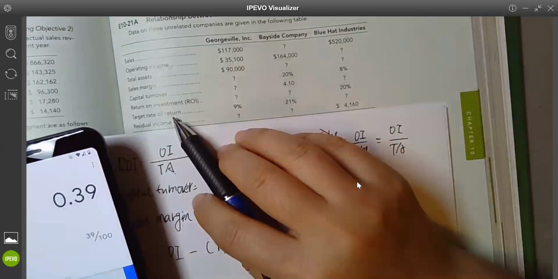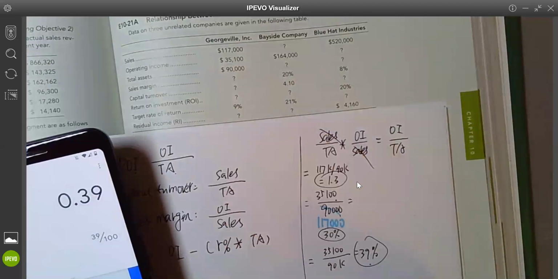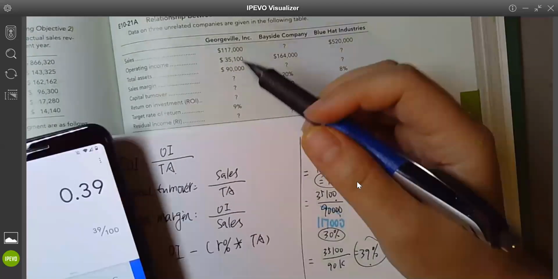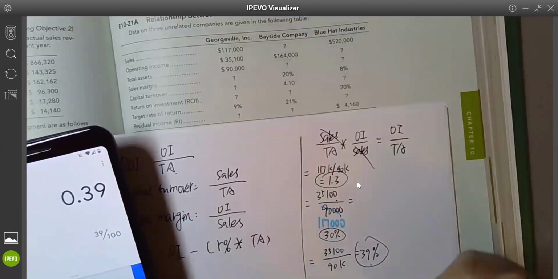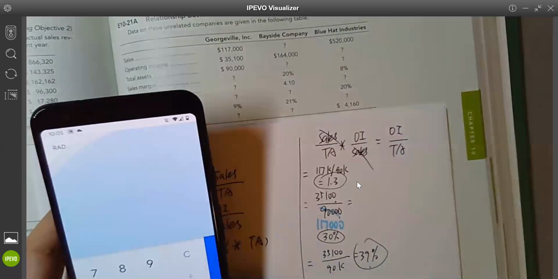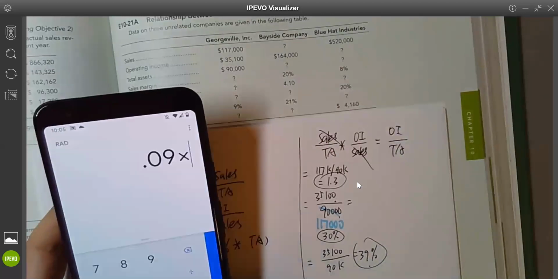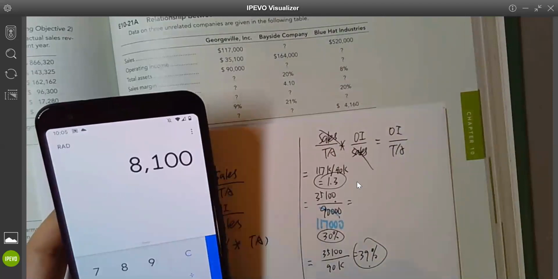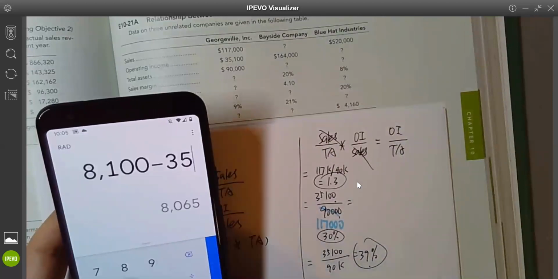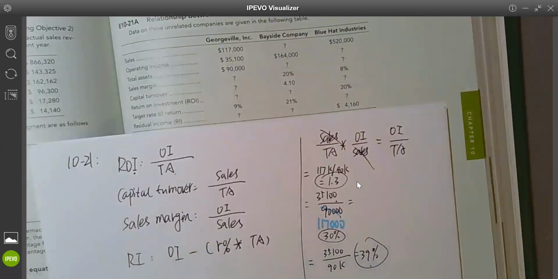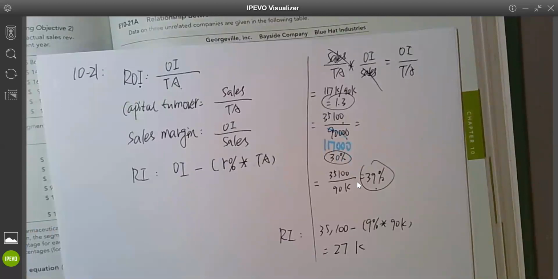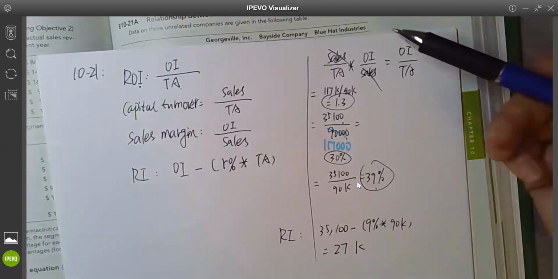Target return, so your residual income: we said the RI equals operating income 35,100 minus 9% times your investment, which is total assets 90,000. So 0.09 times 90,000 is this, and then minus 35,100. So it's 27,000. Residual income is 27,000. Okay, so basically that's how you get all these numbers.